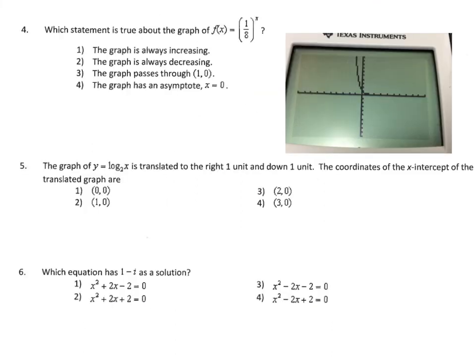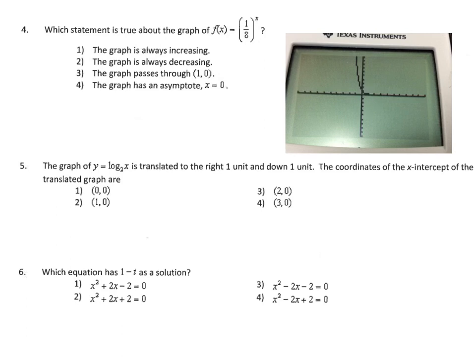Okay, so number 4 wants to know what's true about the graph of f of x. So what I did was I just went to y equals in my calculator and I graphed this, and this is what it looks like. Now, what you could see is, as the x values are getting bigger, the graph is going down. It's decreasing. It's kind of hard to see what's going on over here.